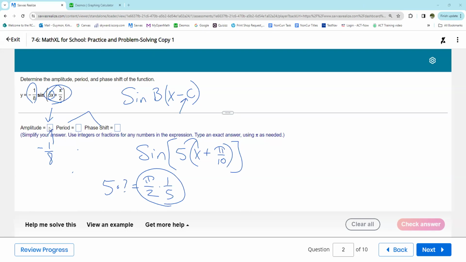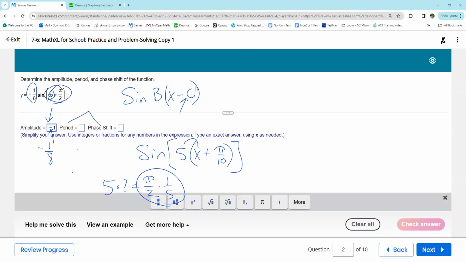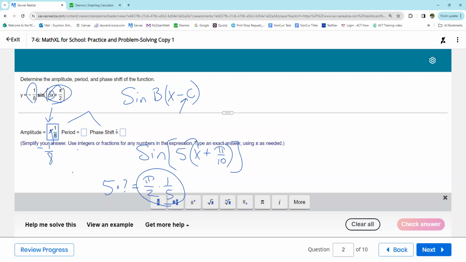So let's see how Savas Math Excel likes what I've just explained to you. So again, my amplitude, the negative 1/8, that's going to be a compression vertically of 1/8, and then a flip because of the negative. The period is, oh, I didn't do that. I said it verbally, but I didn't write it down.